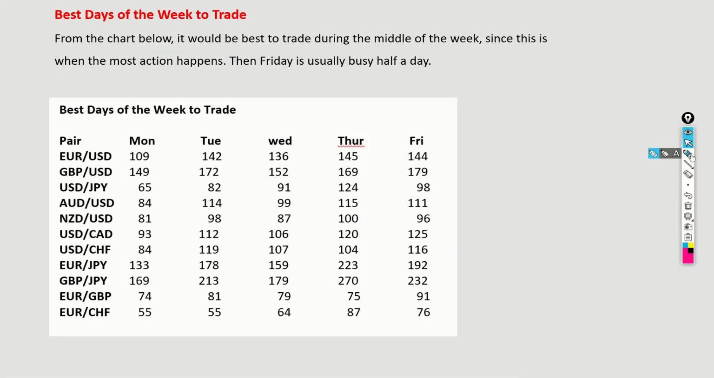So, what are the best days to trade? From the chart below, it would be best to trade during the middle of the week, since this is when the most action happens. Then Friday is usually a half a day. So when you look at Monday, right here, Monday is not a good day because most people are just catching up on what happened last week. Tuesday, Wednesday, and Thursday are the busiest days of the week. And then Friday, it is not so good. So the best days are the middle, Tuesday, Wednesday, and Thursday.